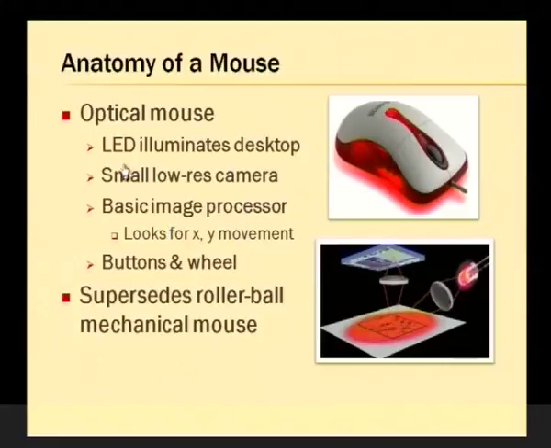If you look at what is inside, these are the components you will see. There is an LED which illuminates the desktop, and there is a small low resolution camera inside your mouse. It is a basic image processor which will look for XY movement. So, you are moving in the X direction or Y direction, and that is what is captured by the mouse. Then there are buttons and wheels. This optical mouse is what we have these days. Earlier we used to have what is called a roller ball based mechanical mouse. The optical mouse has superseded the roller ball based mechanical mouse, and nowadays optical mouses are the ones that are more common.